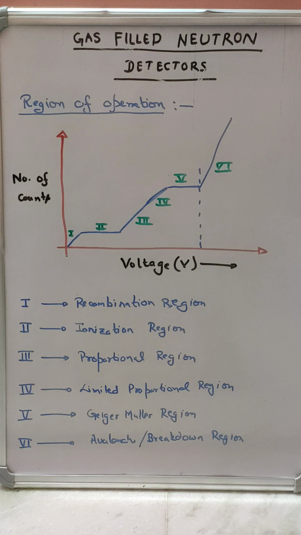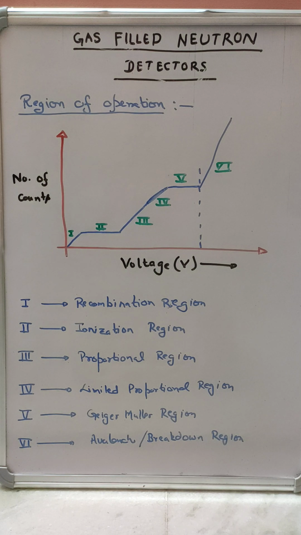Now if we further increase the voltage between anode and cathode, there is a limited proportionality. There is not an exact proportionality between the voltage and the number of ion pairs collected at the anode and cathode. This is because the primary ion pairs produce secondary ion pairs, the secondary ion pairs produce tertiary ones, and this chain goes on further. But still there is no one-to-one correlation between the voltage applied and the number of ion pairs collected at the anode and cathode. That's why this region is called the limited proportional region.